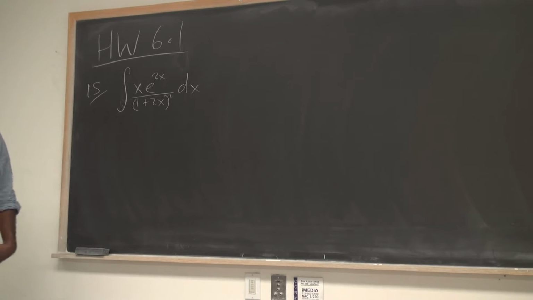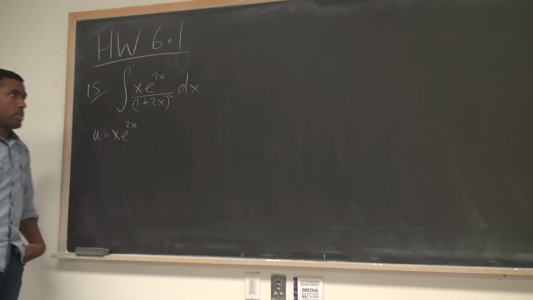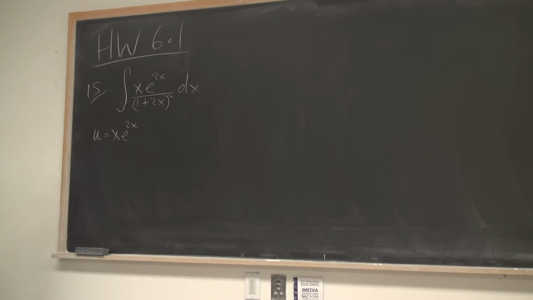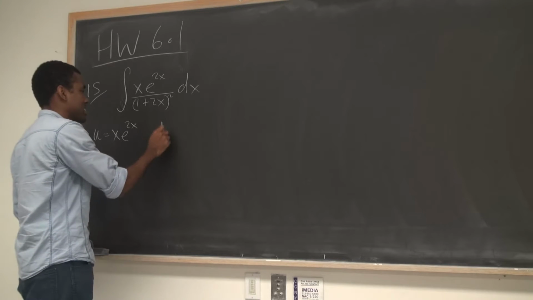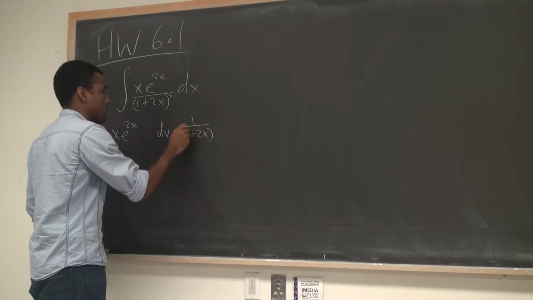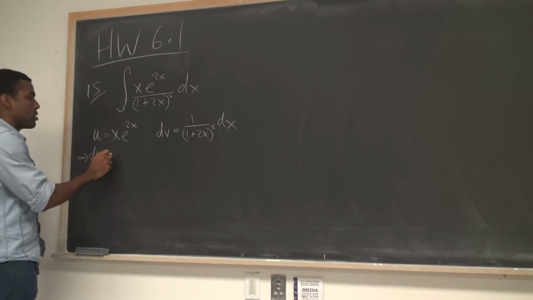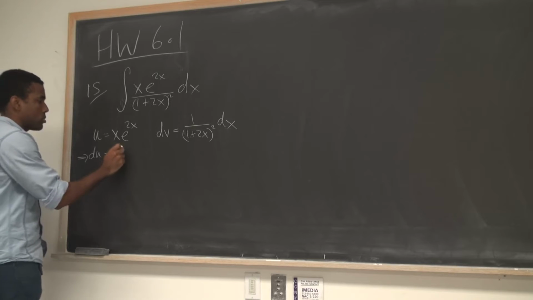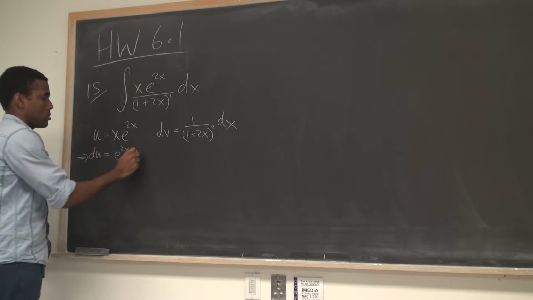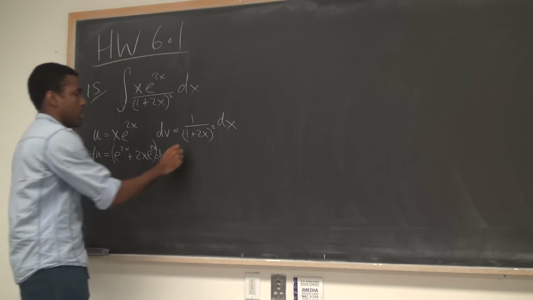So we said u equals x e^(2x). Okay, and then the dv was 1 over (1 plus 2x) squared. And this means your du was what? Product rule, so e^(2x) plus 2x e^(2x). And your v was?